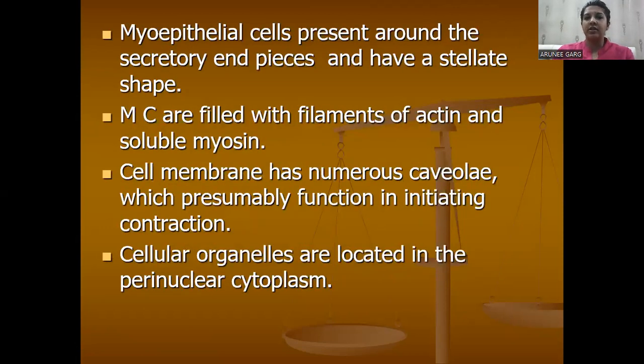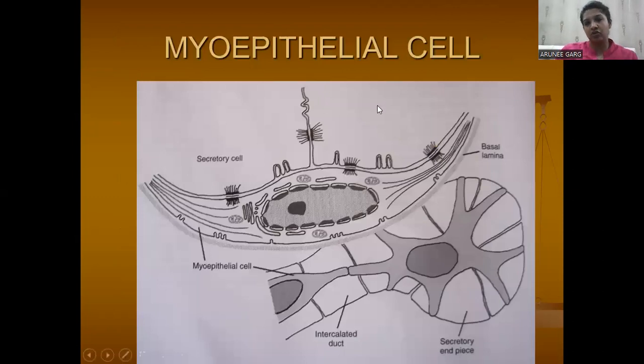Myoepithelial cells are present around the secretory end pieces and have a stellate shape. They are filled with filaments of actin and soluble myosin, and that's why they are contractile in nature. The cell membrane has numerous caveolae, which presumably function in initiating the contraction. Cellular organelles are located in the perinuclear cytoplasm. This is the structure of a myoepithelial cell. It's a stellate-shaped cell with a centrally placed nucleus. The perinuclear region has all the rest of the organelles.